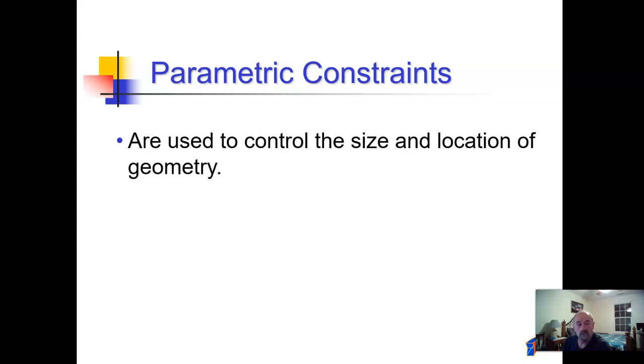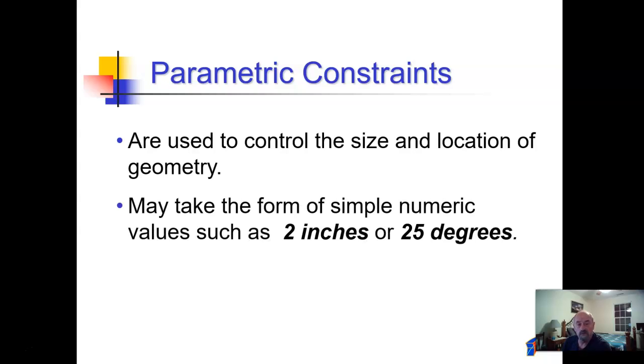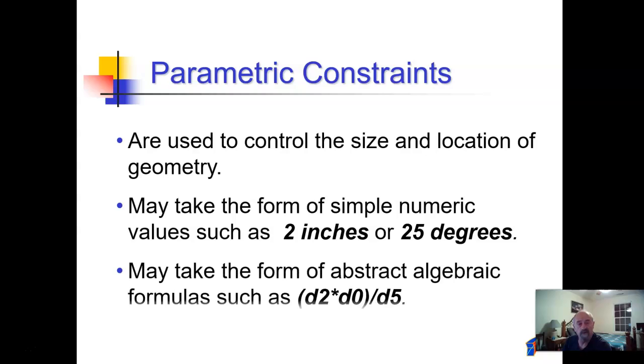Parametric constraints are used to control the size and the location of the geometry. They may take the form of simple numeric values such as 2 inches or 25 degrees, or as we started to use, you can see that they can take the form of an abstract algebraic formula, such as dimension 2, or D2, times dimension 0, divided by dimension 5. So those would be 3 pre-existing dimensions that are already there. The fact that it goes up to D5 leads me to believe that there are 5 dimensions, though.